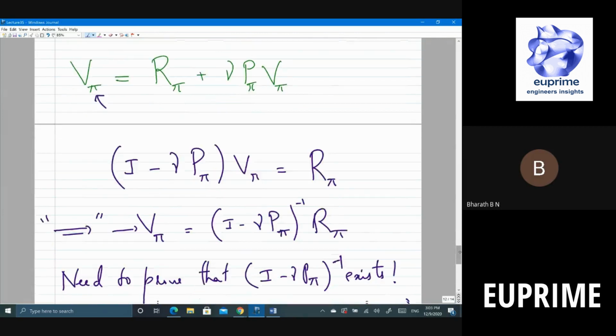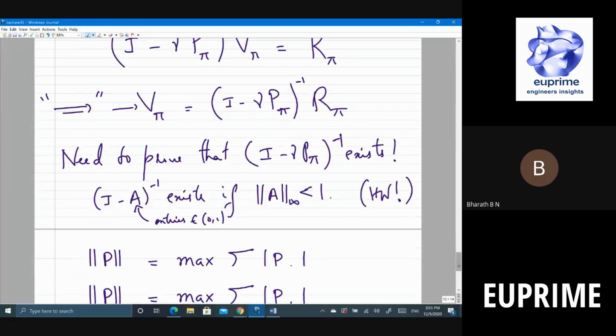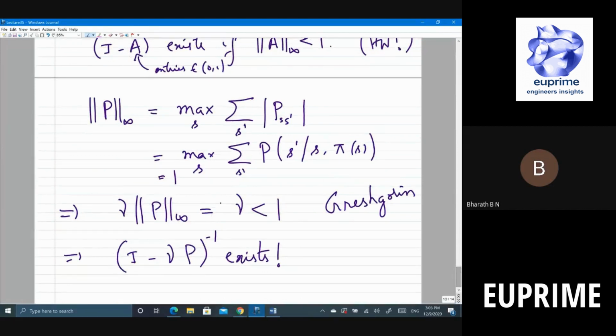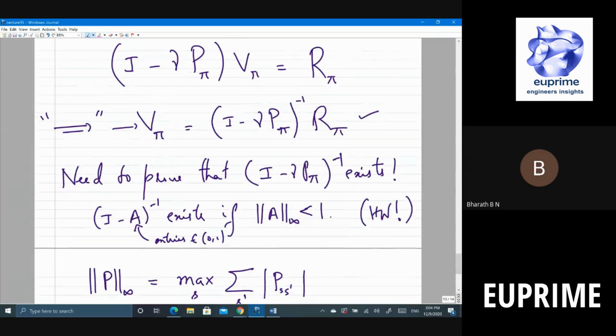Subsequently, we also saw when we can find V pi. That is, V pi is I minus nu times P pi, inverse, times R pi. So essentially, whenever this matrix inversion or the operator inverse exists, we can find V pi through this inversion. In the last class, we showed that the inverse exists in this case, and therefore you can find the value through this equation. So that's where we were.